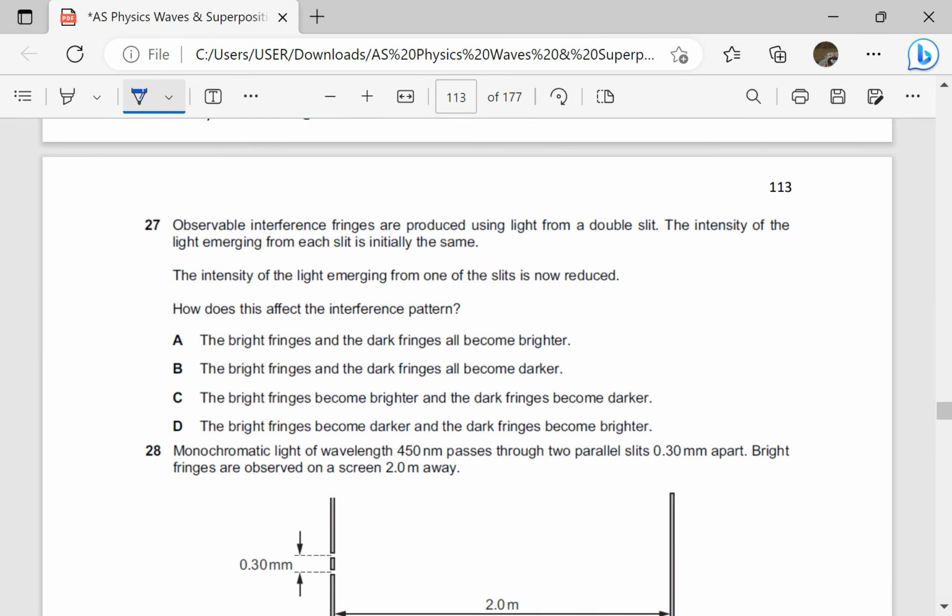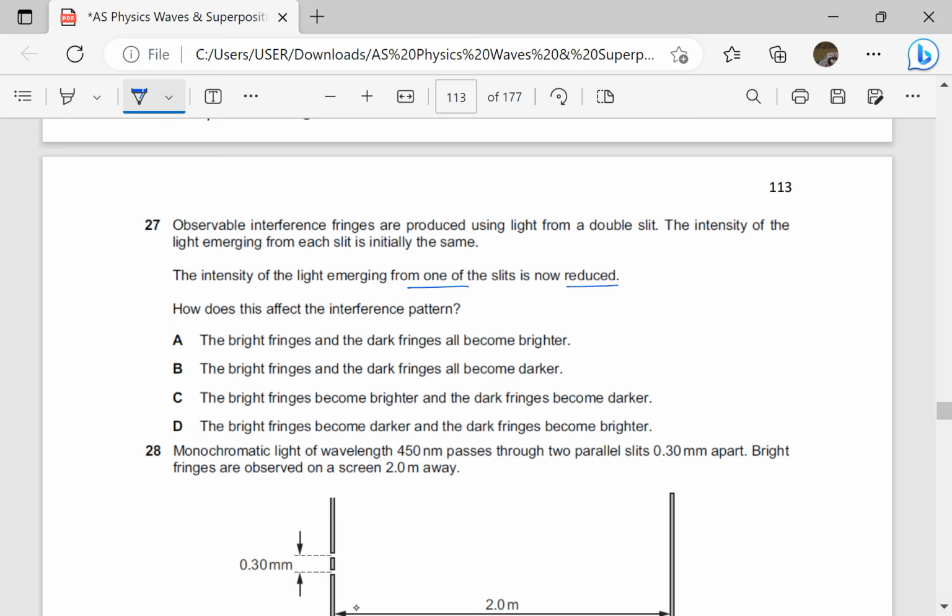Observable interference fringes are produced using light from a double slit. The intensity of the light emerging from each slit is initially the same. The intensity of the light emerging from one of the slits is now reduced. How does this affect the interference pattern?